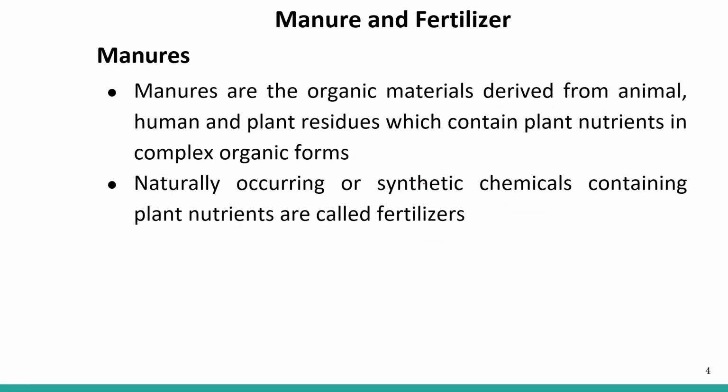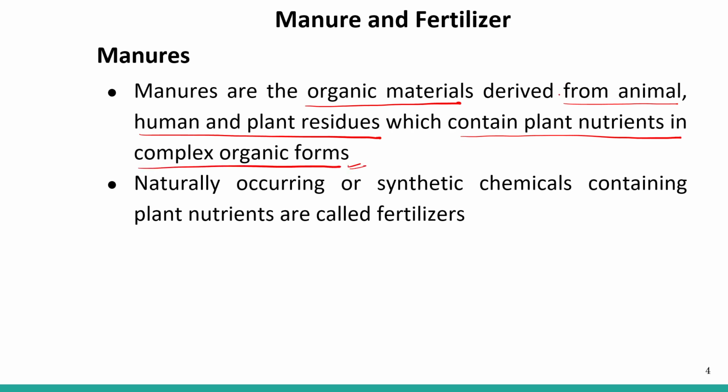Manures are the organic materials derived from animal, human, and plant residues which contain plant nutrients in the complex organic form. So all these waste materials derived from animals, humans and also plant residues are the different forms of organic material that we get, that decompose and change to manure, which contains the plant nutrients in a very complex organic form.